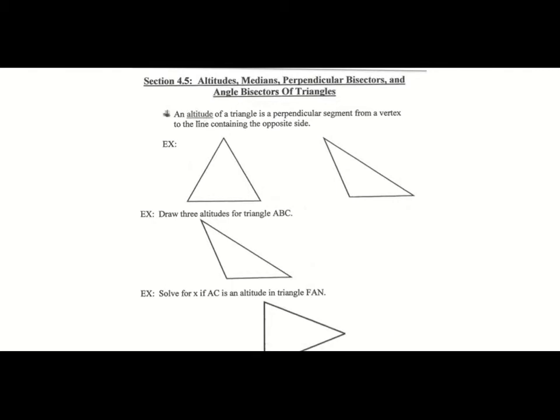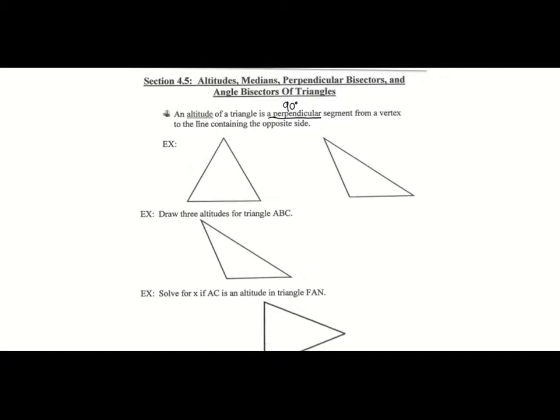Our next section is going to talk about altitudes, medians, and the two different bisectors of triangles. So we're going to start with altitudes first. An altitude of a triangle is a perpendicular segment from a vertex to the line containing the opposite side. Okay, so if we draw an altitude of this triangle, first thing we want to make sure we know is it's perpendicular, so that means it's going to have a 90-degree angle.